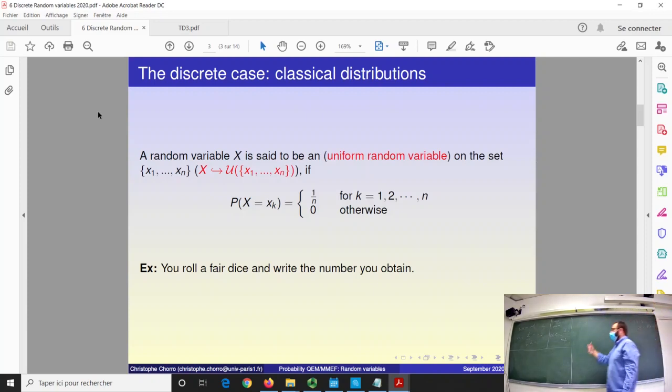I repeat what I have said. If I don't give you the particular values x1, x2, ..., xn, you can't continue the computation. But if I give you a special case, in general, you are able to continue the computation of the expectation. Typically, if I take 1, 2, ..., n, you obtain exactly this for a uniform on 1, 2, until n.